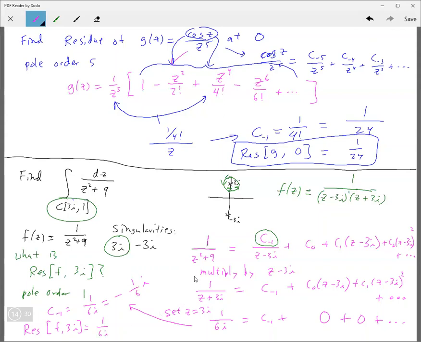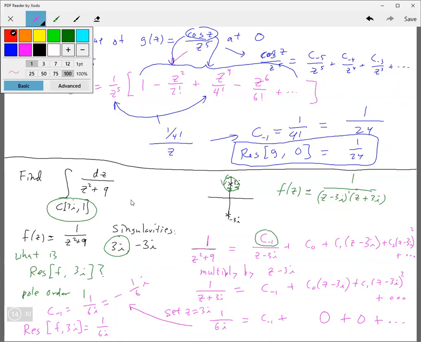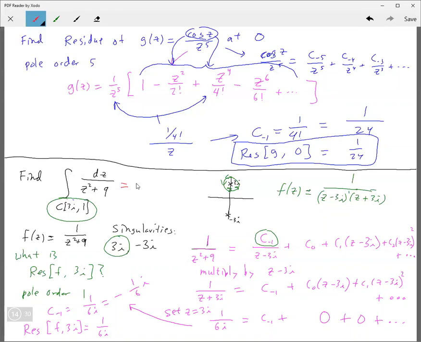Hold on a second. So that means that the integral is now 2 pi i times the residue, or the sum of the residues of the singularities inside. So it's 2 pi i times 1 over 6i. Okay, so then the i's are going to cancel, and you get pi over 3. So you get pi over 3 as the answer.